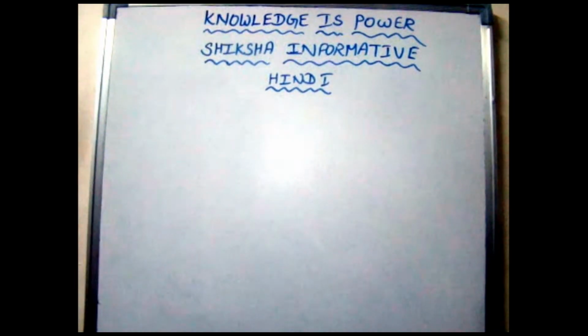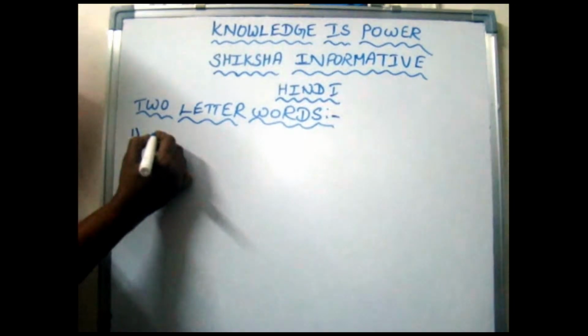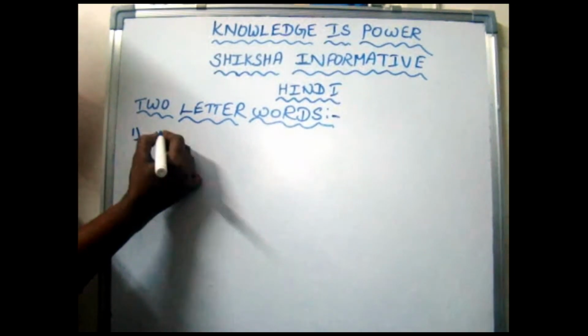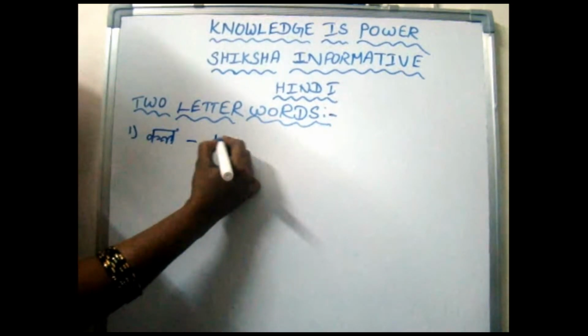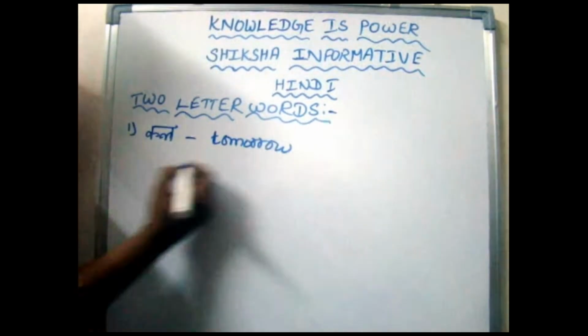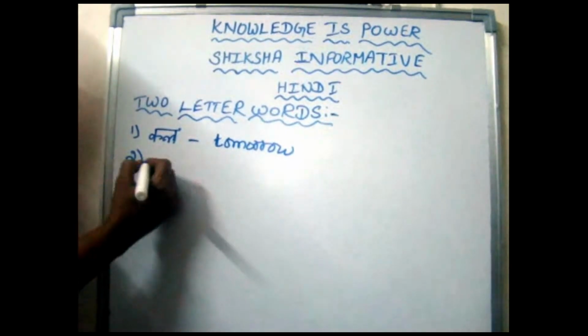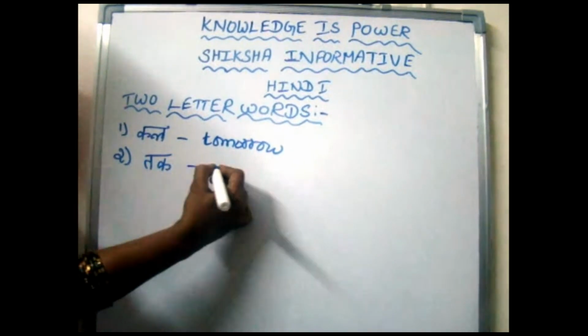Let's get started. So the first word we are going to see is kal. We are going to learn the English meanings also for better understanding. The meaning of kal is tomorrow. Second word is tak. Till.